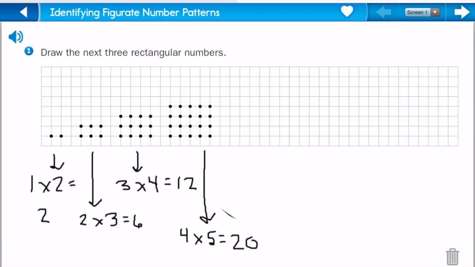So here I went up 1 over 1. This one I went up 2 and I went over 3. This one I went up 3 and over 4. This one I went up 4 and then I went over 5. So the next one, what is it going to be?